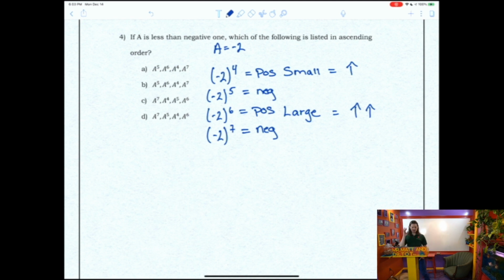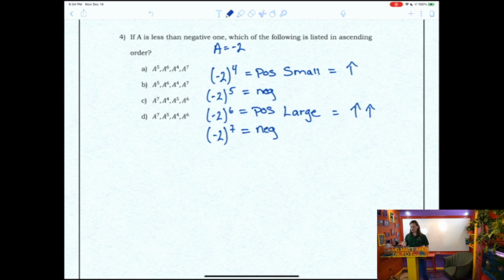Now this is where it's going to get tricky conceptually. Negative 2 to the fifth power, that's going to be a small outcome. It's going to have a small relative magnitude, but it's going to be negative. So it's actually going to be larger than the negative value that has a larger magnitude. It's like that negative 100 versus negative 1 situation.